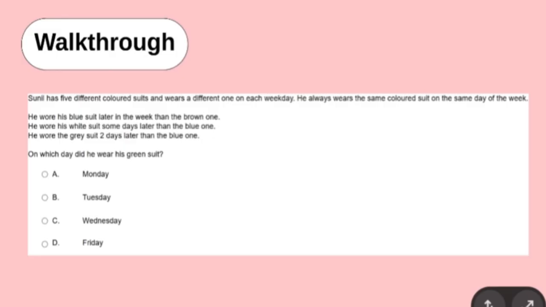He wore the grey suit 2 days later than the blue one. So we know grey also comes after blue, but I can put +2 between those two. Okay, so on which day did he wear his green suit?